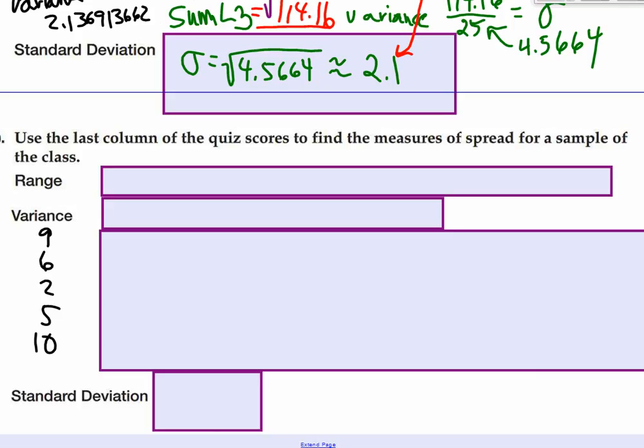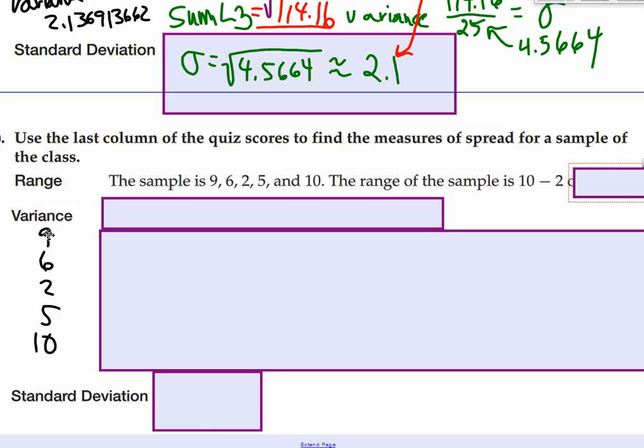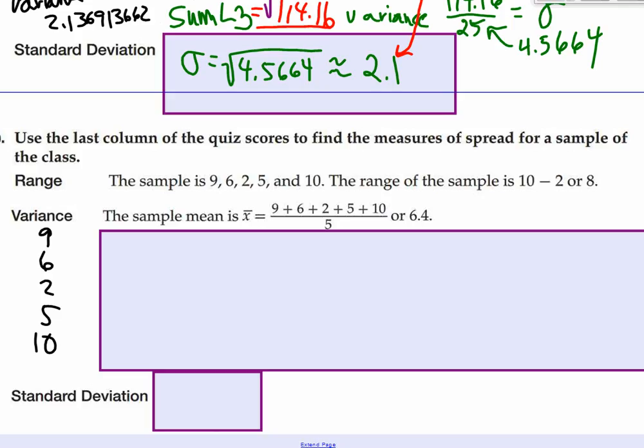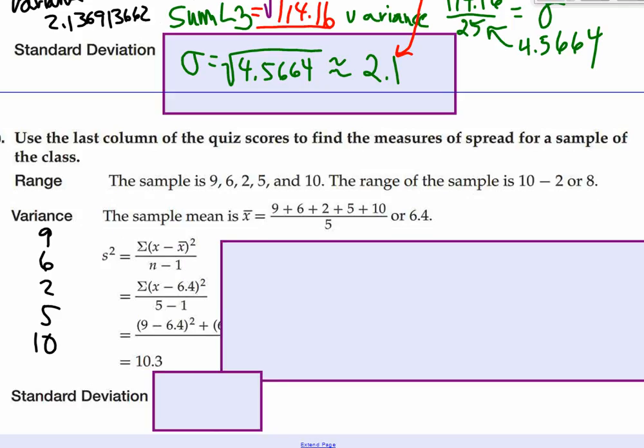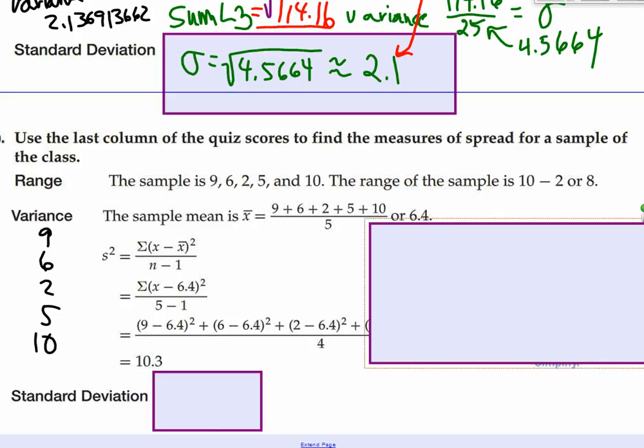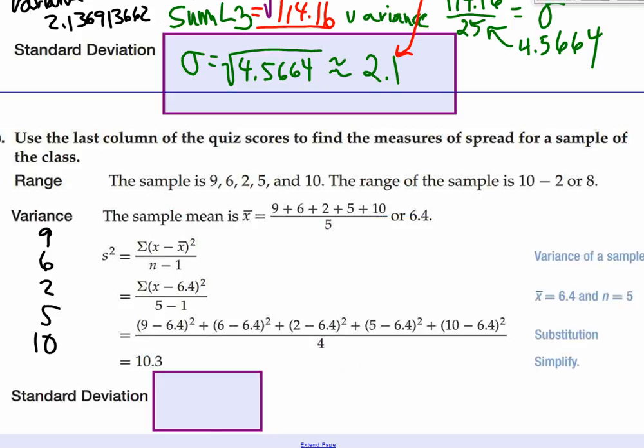Okay. I'm going to go over these as you're finishing up. You can check, and the work is all here as well. So the range is just 10 minus 2, or 8. The range at the beginning was 8, but this could have been a very different range. For the variance, the sample mean is 6.4. It did work out to be exactly 6.4, but be careful in case it doesn't. Maybe you're just using the calculator to find that.